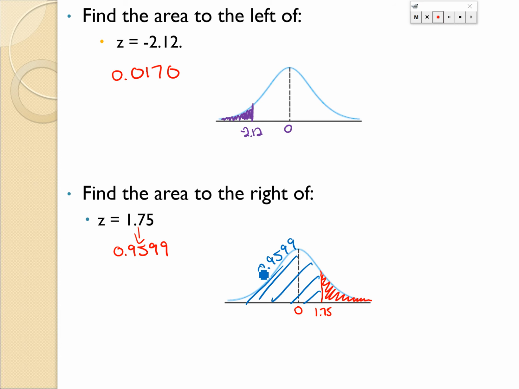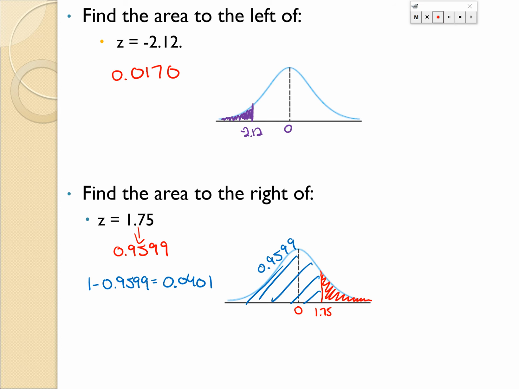So if I know this piece over here to the left, the blue piece and the red piece together are going to equal 1. So let's do a 1 minus. And what'd you guys get? 0.0401. So that's our area.